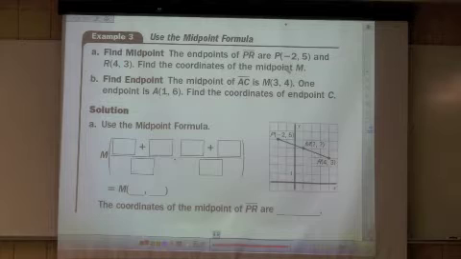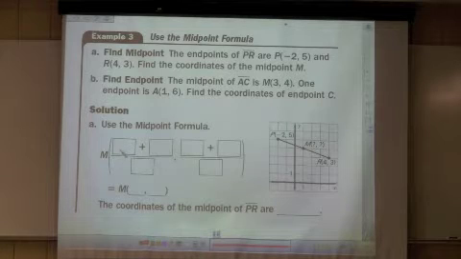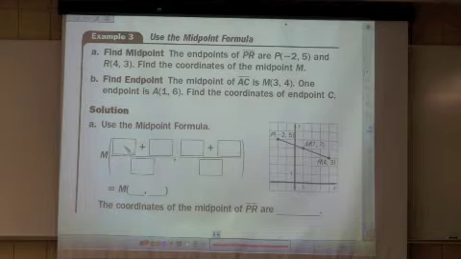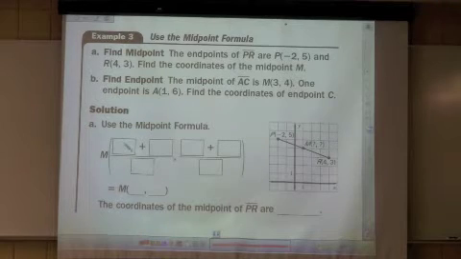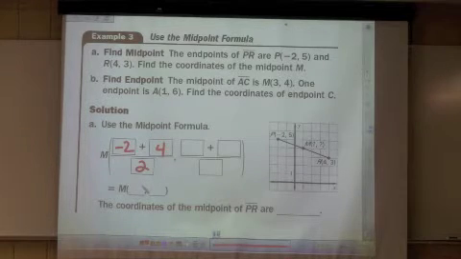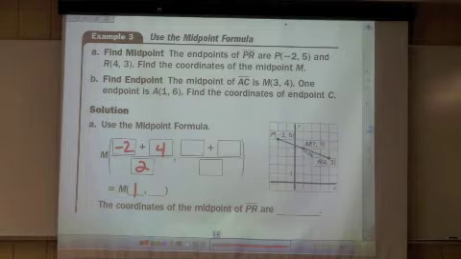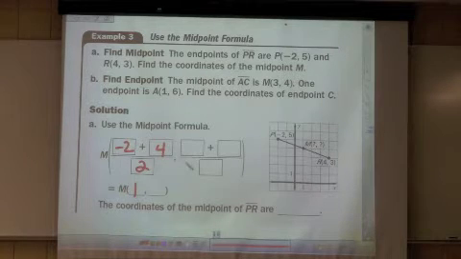What would I plug into the midpoint formula? How would I find the x-coordinate? Roman, what do I have to do? Add the x-coordinates. Okay, what are the two x-coordinates? Negative 2 and 4. Okay, add the x-coordinates. Negative 2 plus 4, and then divide it by 2, right? Well, negative 2 plus 4, that's going to give you 2, and 2 divided by 2 is 1. Okay, that checks out with what it looks like. How about the y-coordinate? What do I have to add to get the y-coordinate?